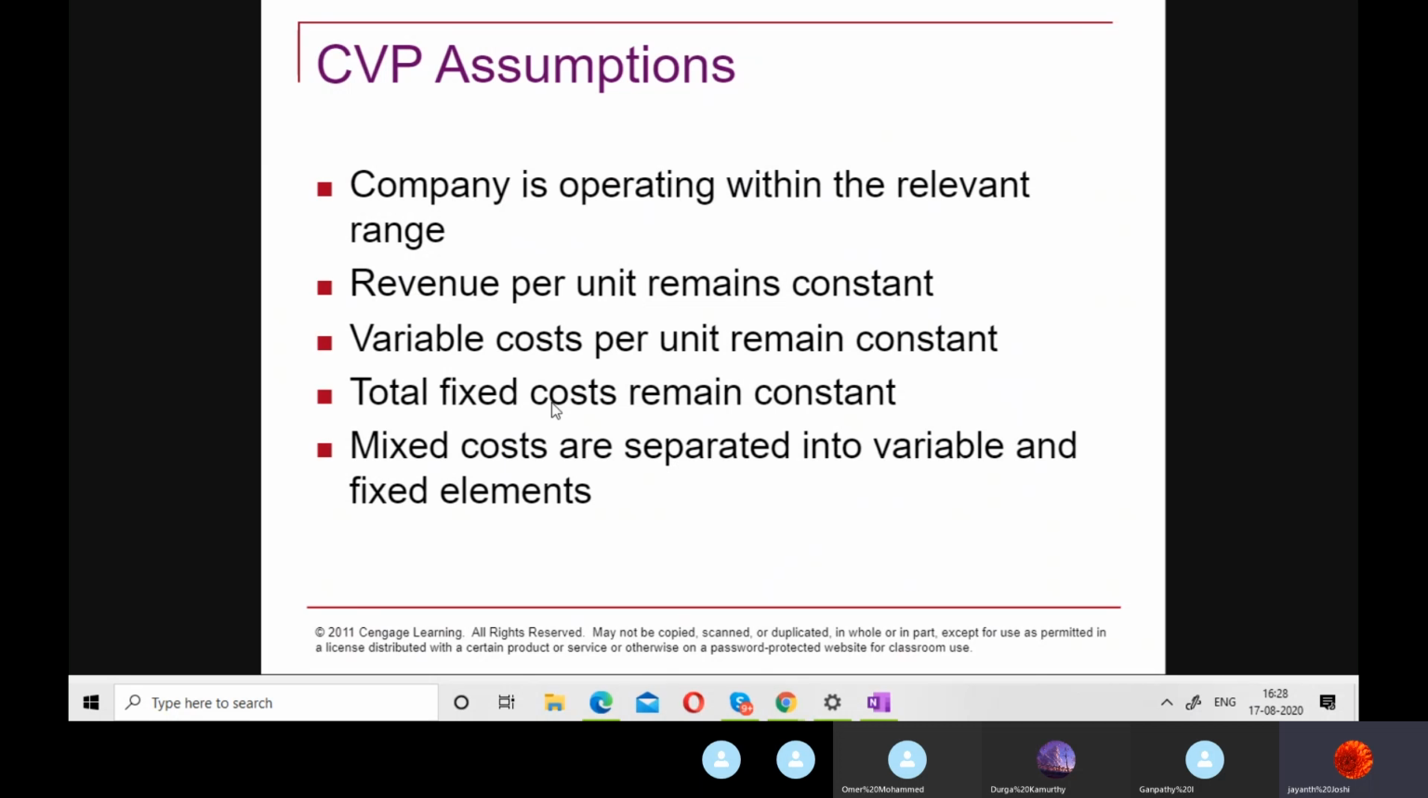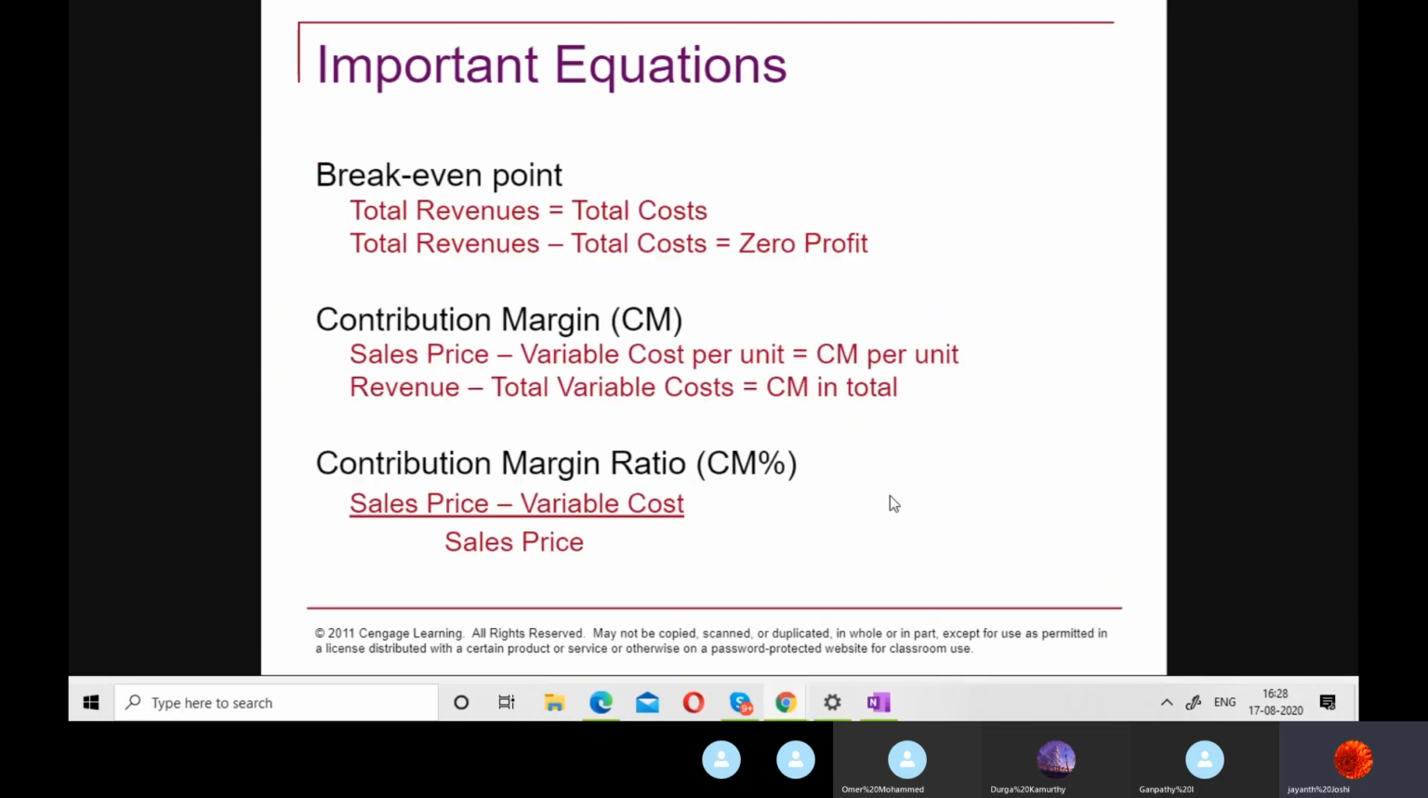And mixed costs are separated into variable and fixed elements. I gave you the example about mixed cost yesterday. Mixed cost is nothing but semi-variable cost. It's a combination of variable as well as fixed cost.